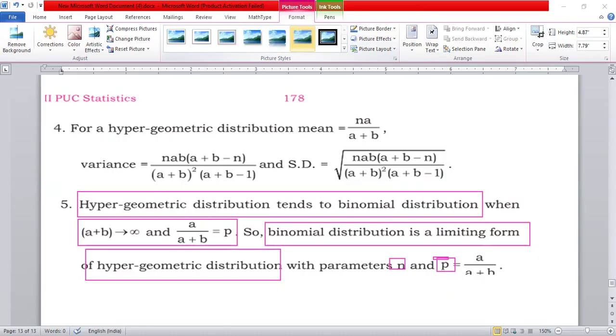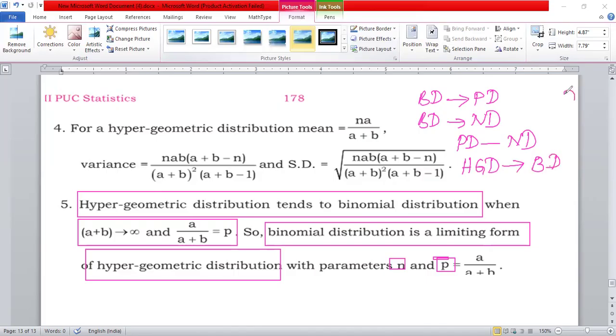Look at that, guys. How many questions are there? Binomial distribution tends to Poisson. Binomial distribution tends to normal. Poisson distribution tends to normal. And even hypergeometric distribution tends to binomial. Please remember these 4. Definitely they can ask you a 1-2 mark question for this. So very, very important.